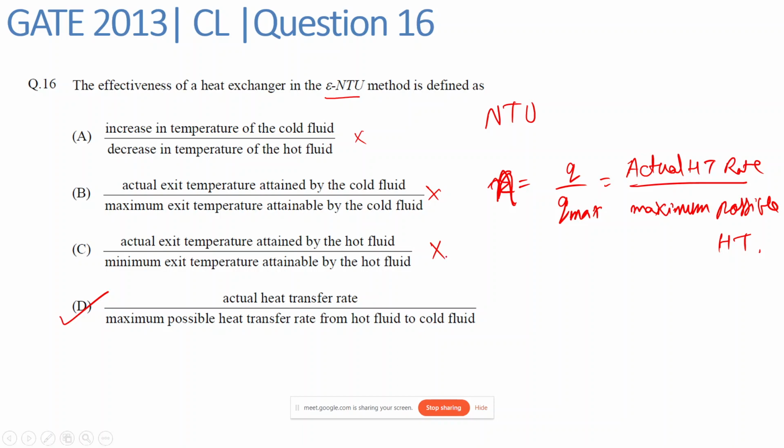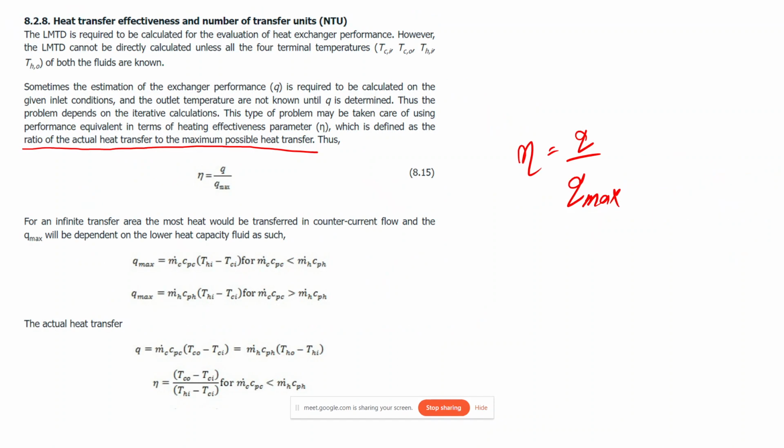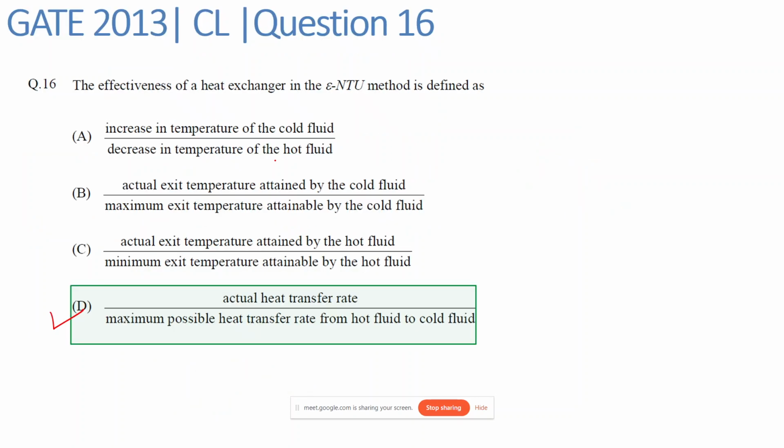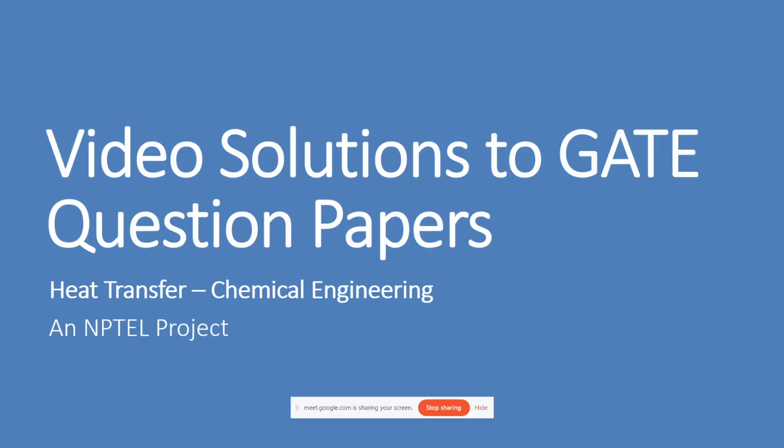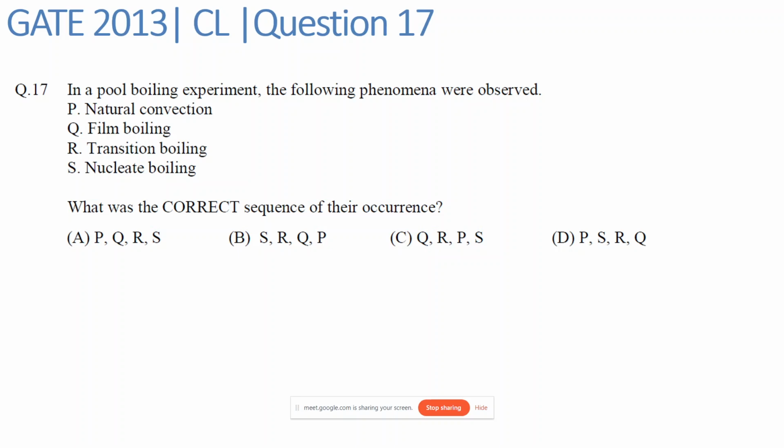So you can straight away remember this formula for heat exchanger effectiveness based on the NTU method, that is number of transfer unit method. Here we define heat exchanger effectiveness as the ratio of actual to maximum possible heat transfer. There isn't any special concept in this, we just have to remember this formula. Now let's look at the second question.